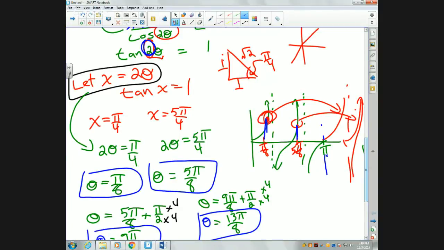We then need to find the other ones. We haven't gone to 2 pi yet. The question asked us to go to 2 pi. We should really extend this graph all the way out to 2 pi and know that there's another solution over here and another one even further out here. The period of this graph is pi over 2, because the period of tan is usually pi, and then we compressed it by a factor of 2, so the period is pi over 2.